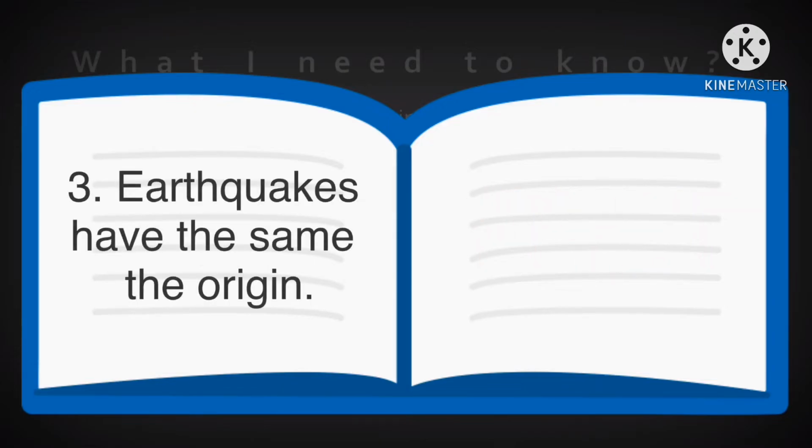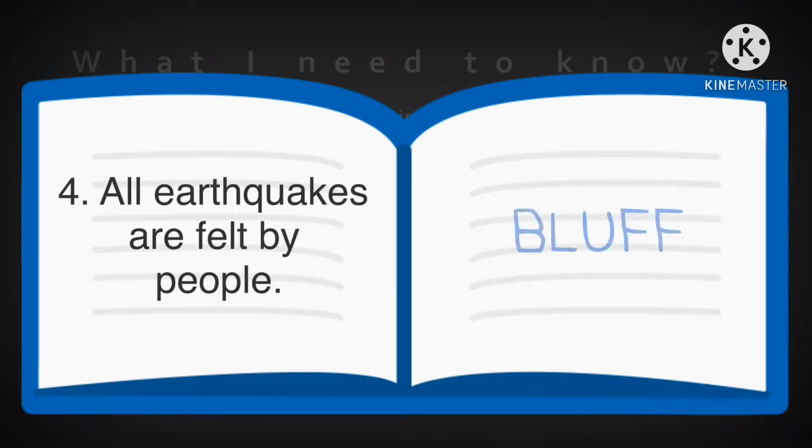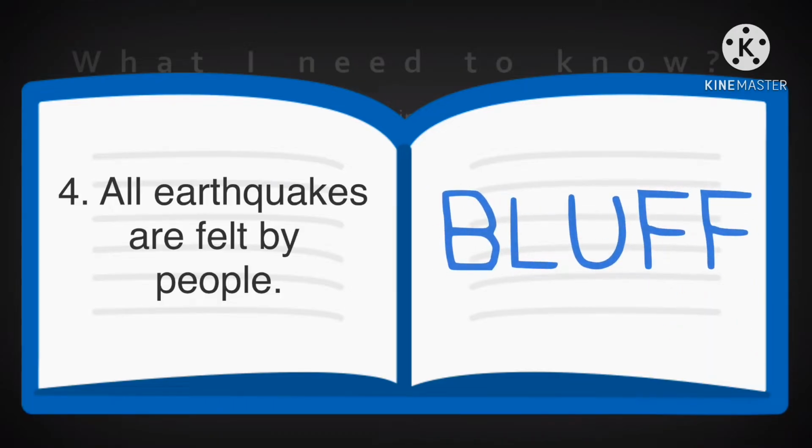How about number 3? Earthquakes have the same origin. What's your answer? Alright, that is bluff. Number 4. All earthquakes are felt by people. What is your answer? Very good. That is bluff. Because some earthquakes are not felt by people.